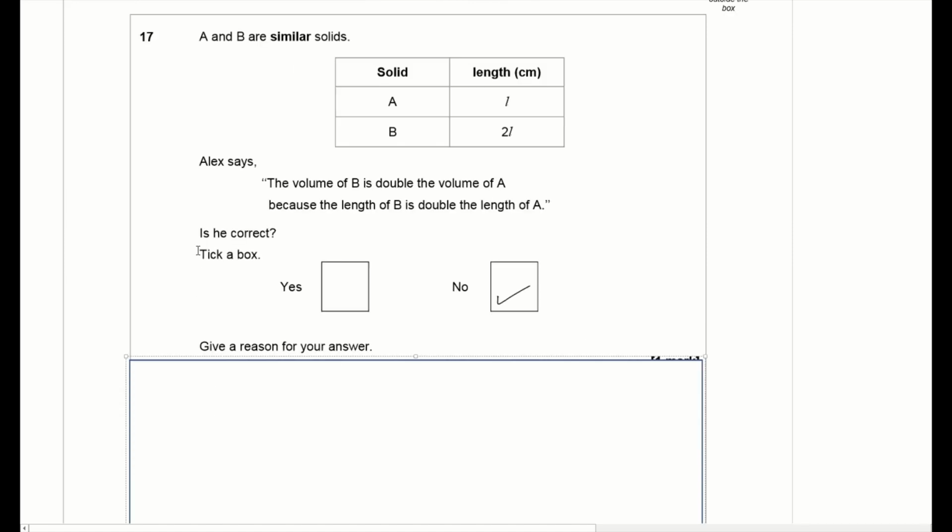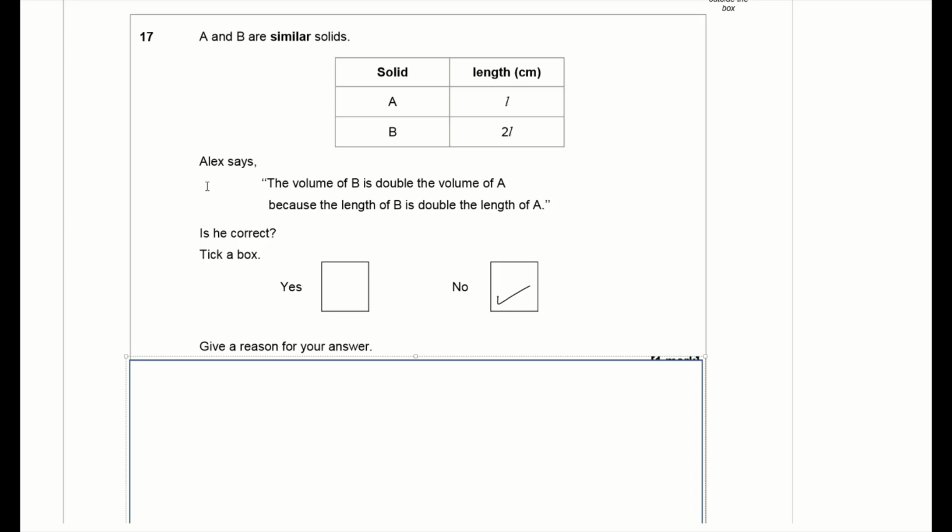Question 17. A and B are similar solids. Got a solid A and B with their lengths L and 2L in centimetres given in the table. Alex says the volume of B is double the volume of A because the length of B is double the length of A. Is he correct? Tick a box, yes or no, give a reason for your answer.